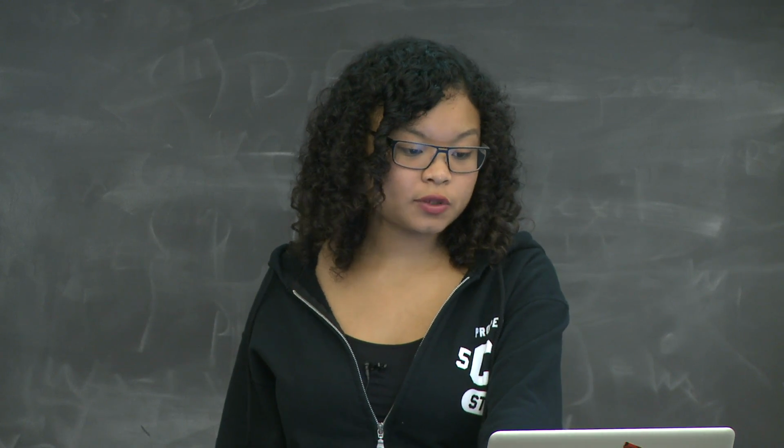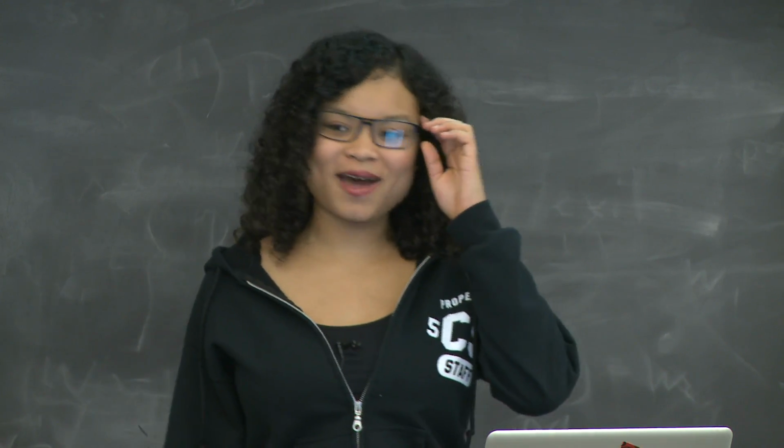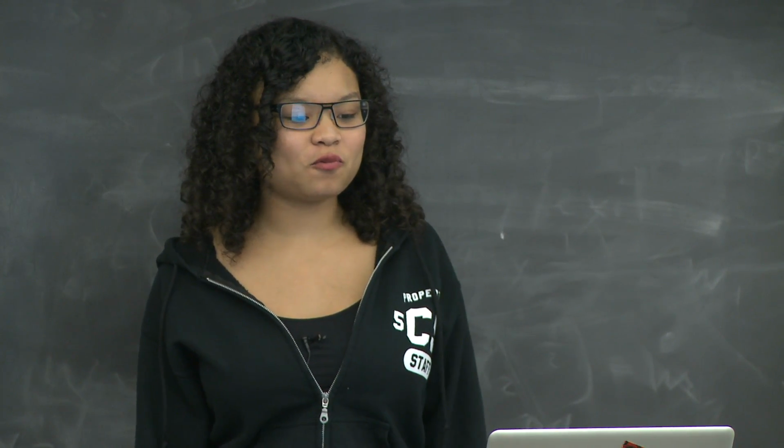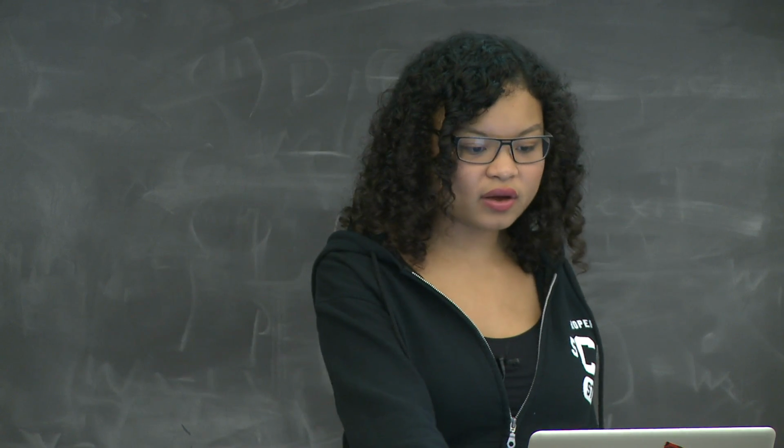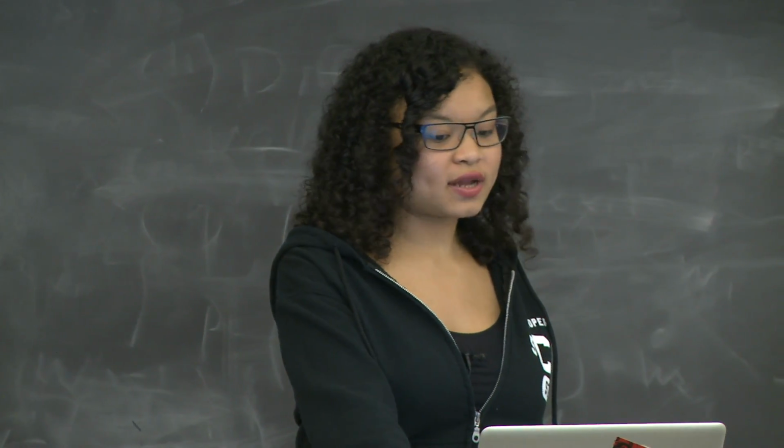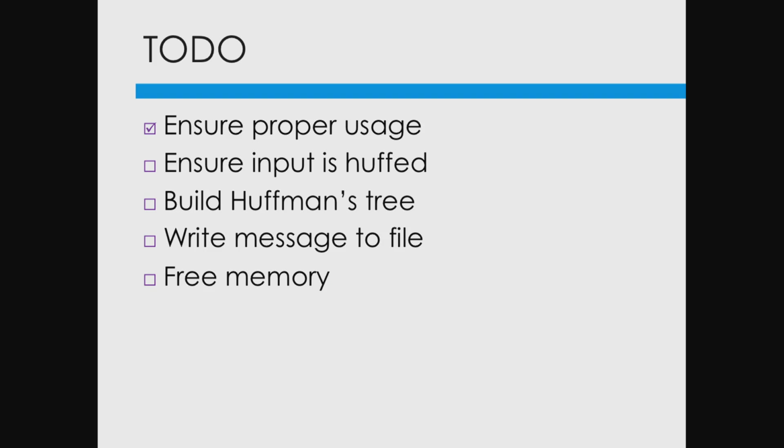Okay. So ensuring proper usage is old hat for us by now. We take in an input, which is going to be the name of the file to Puff, and then we specify an output, so the name of the file for the puffed output, which will be the text file. Okay. So that's usage, and now we want to ensure that the input is huffed or not.